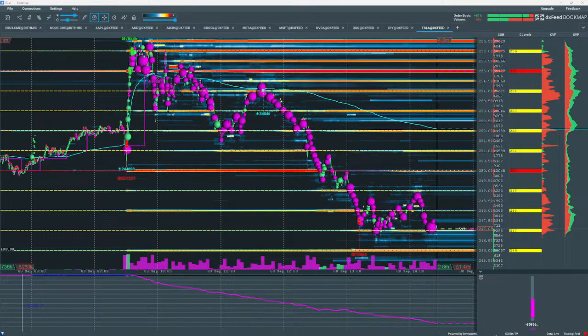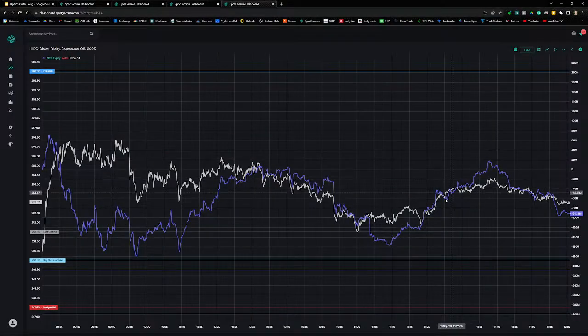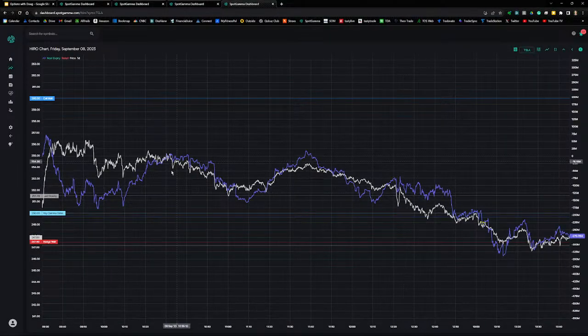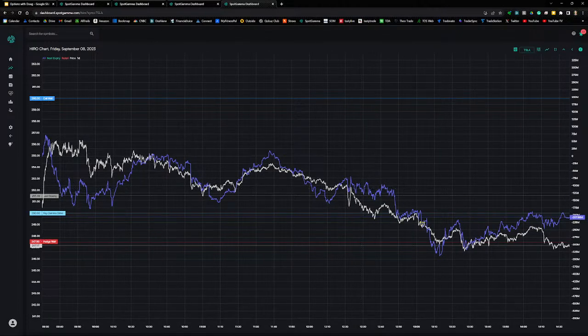Let's go back and take a look at Hero. We'll zoom out. So somewhat of a divergence short this morning, but up and down with the Hero signal, but overall trending lower.